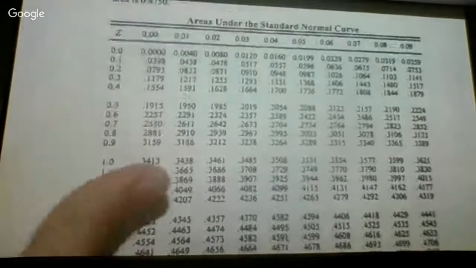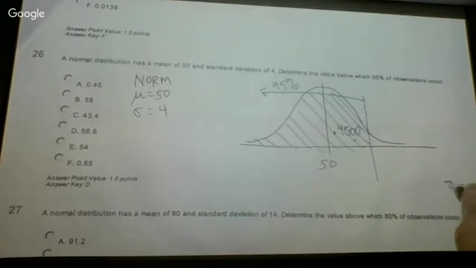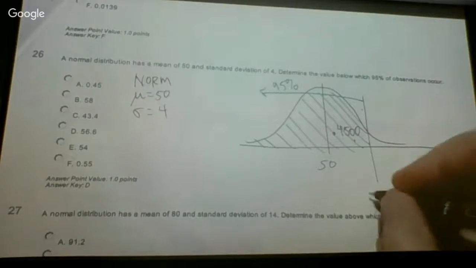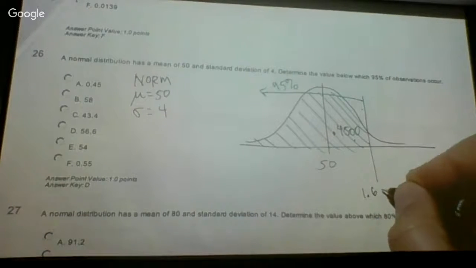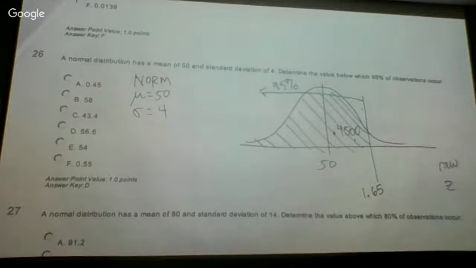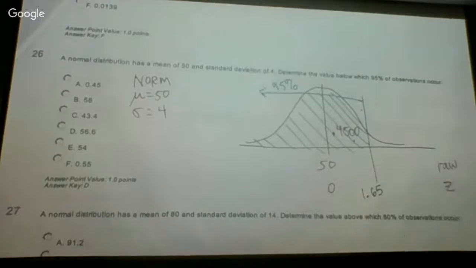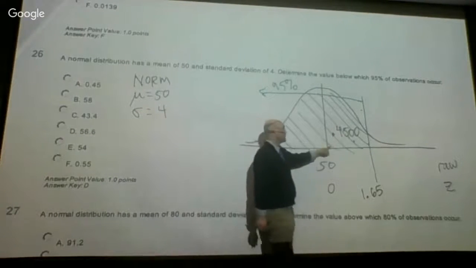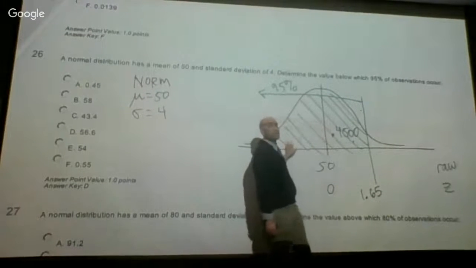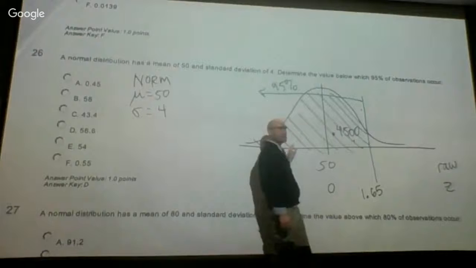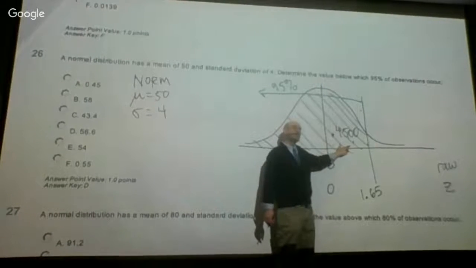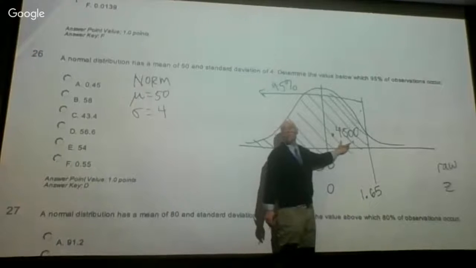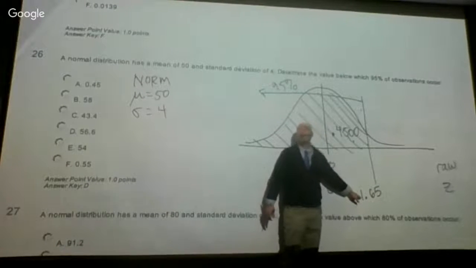In other words, if I look up a Z-score of 1.65, I'm going to get an area of approximately 0.4500. And the reason I'm looking up 0.4500 is working backwards is that 95% of stuff is here. So 95% of stuff is here, leaves me an area of 0.4500. I find the area of 0.4500 in the table, and that gives me a Z-score of approximately 1.65.